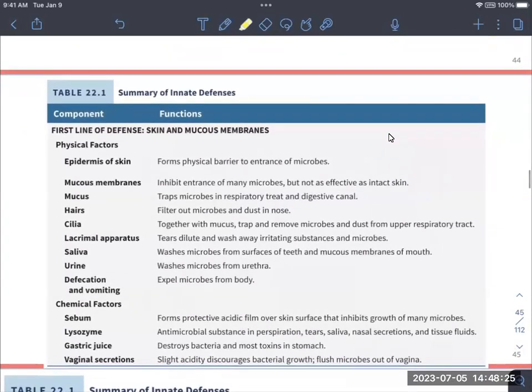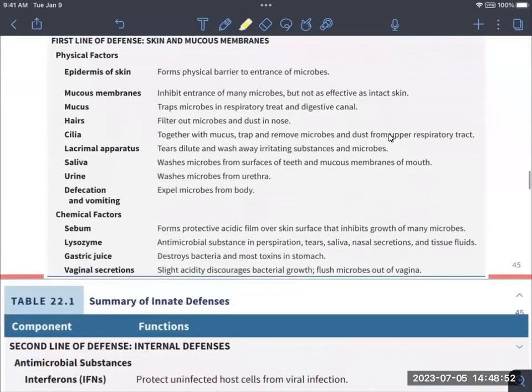So these are our first lines of defense. These are all the different types of first lines of defense that we have. Our skin, mucous membranes, that mucus alone, the hair, the cilia, that lacrimal apparatus for your tears, the saliva, the urine, the defecation, the vomiting, even the different secretions.